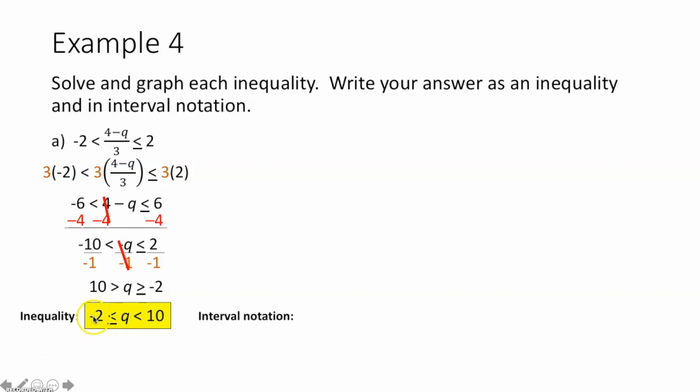How do I do that? I start with negative 2. And since there's an equal sign, I put a bracket, then negative 2, then a comma, and then 10. And now do I put a bracket or a parenthesis? Well, there's no equal sign, so I put a parenthesis.